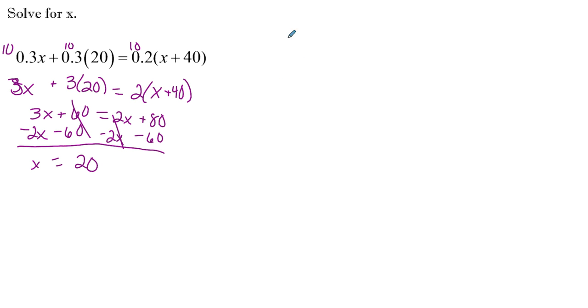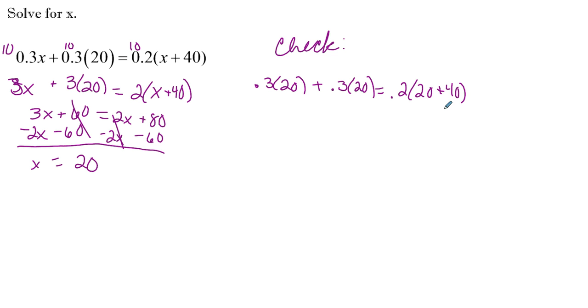Just like we did before, let's go ahead and check our work. When we plug in, we have 0.3 times 20 plus 0.3 times 20 equals 0.2 times 20 plus 40. If we simplify, 0.3 times 20 is 6 plus another 6. Does that equal 0.2 times 60, which is 12? 12 is in fact equal to 12, so we know that we have in fact done this correctly.